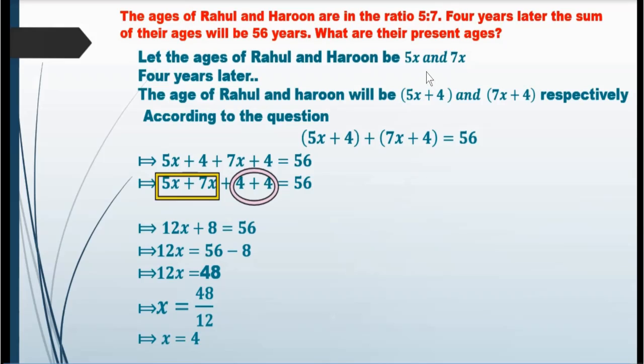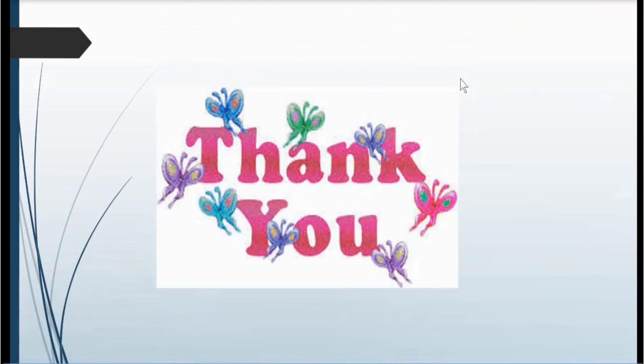How did we get it? We multiplied 4 with 5. So it is 5 into 4, 20. And we multiplied 7 4s are 28.